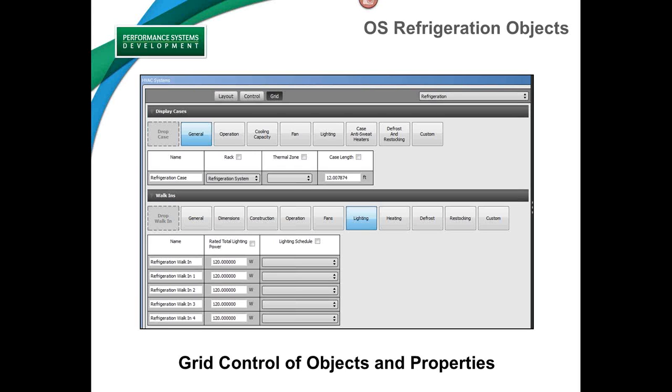Those of you who work with commercial refrigeration systems know that there are a number of ways you can collect these systems into racks. It could be a low temperature rack, a high temperature rack, or a rack dedicated to walk-in units or open cases and so forth. And this graphical grid system makes it much easier to configure and assign properties to those refrigeration systems. So this is a new feature in OpenStudio 1.3 to make the configuration of refrigeration system objects much more straightforward.